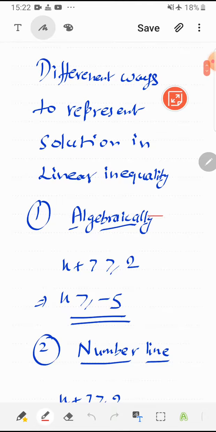So first is the direct method, or simply algebraically you write like x plus 7 is greater than or equal to 2, so x is greater than or equal to minus 5. So this is also a way to write the solution, to represent the solution.